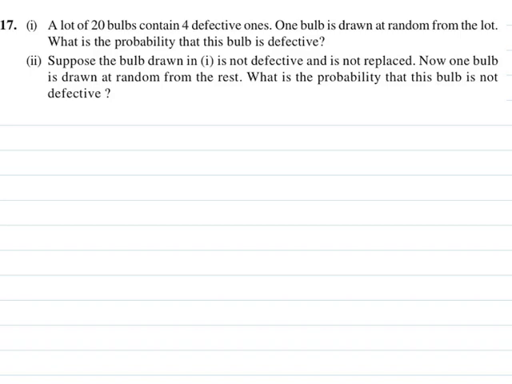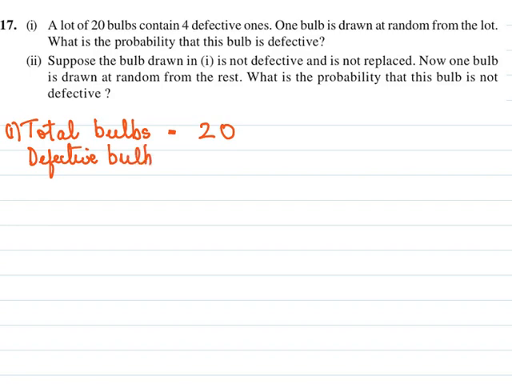A lot of 20 bulbs contain 4 defective bulbs. One bulb is drawn at random from the lot. What is the probability that this bulb is defective? So for the first sum, total bulbs equal to 20. So total outcomes will be 20. The defective bulbs are 4.